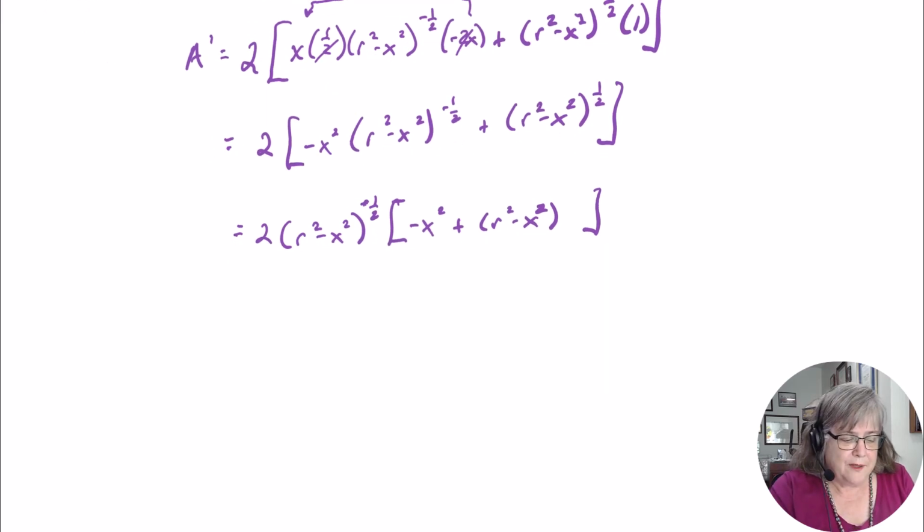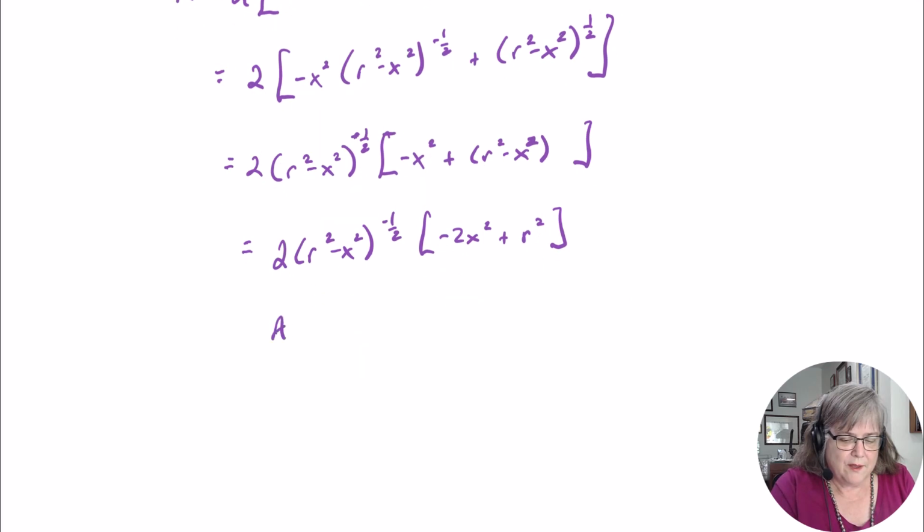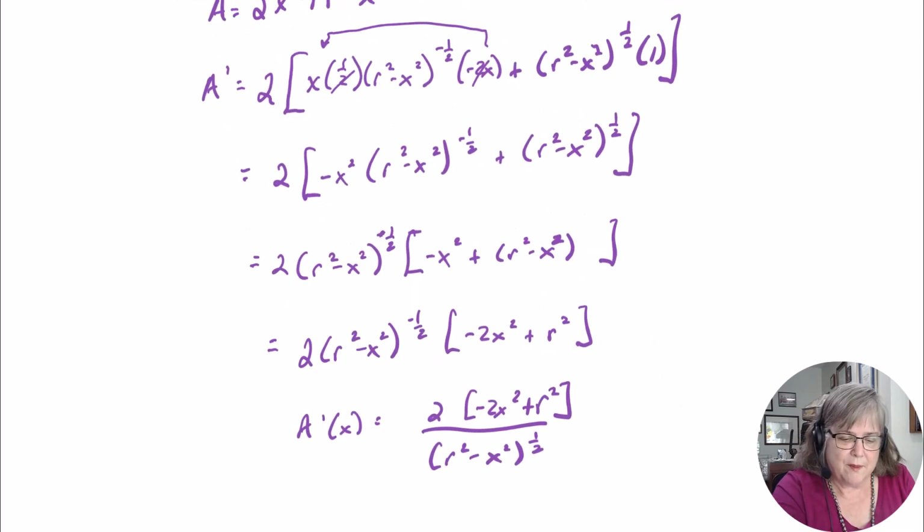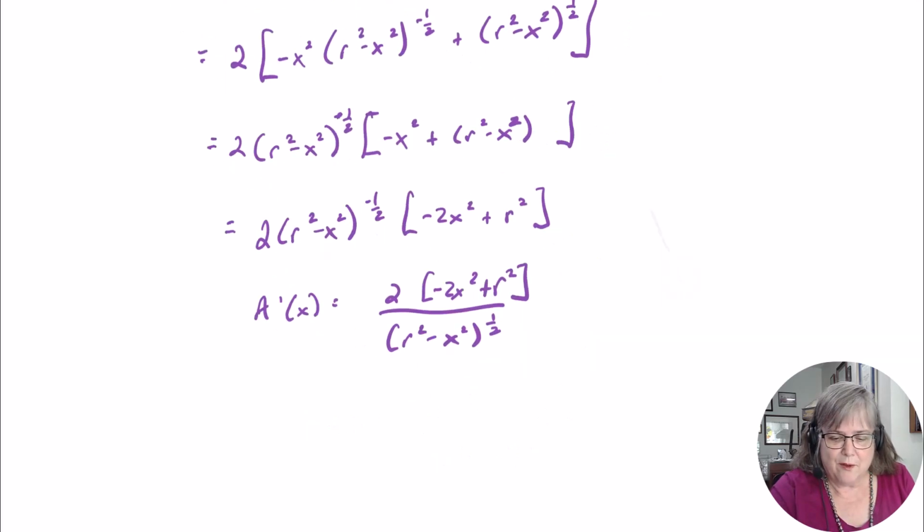Okay, so you would have 2 (r squared minus x squared) to the negative 1/2. And you can clean up in here a little bit. And this would be negative 2x squared plus r squared. And this would look something like this. This is in terms of x. So I guess we really should put x up here. I don't know if your teacher's picky about that or not.